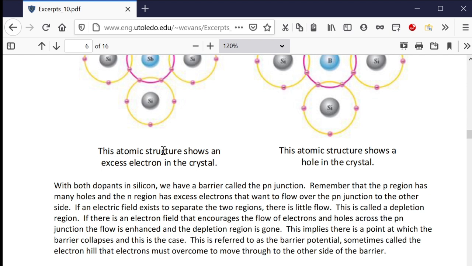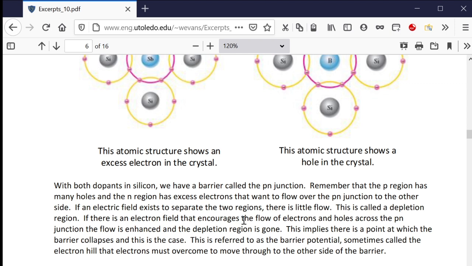Where they meet is called a p-n junction. Remember that the p side has many holes and the n side has excess electrons that want to flow over the p-n junction to the other side. If an electric field exists to separate the two regions, there is little flow. This is called a depletion region. If there's an electric field that encourages the flow, the flow is enhanced and the depletion region is gone.